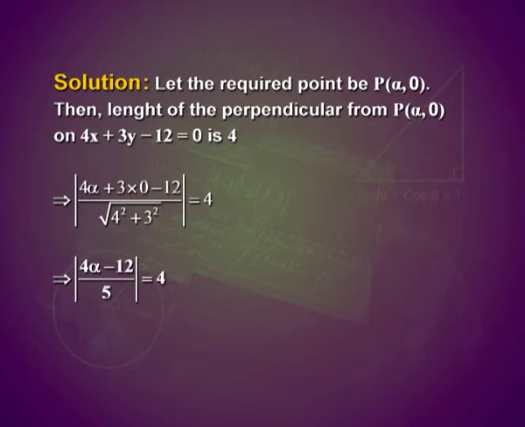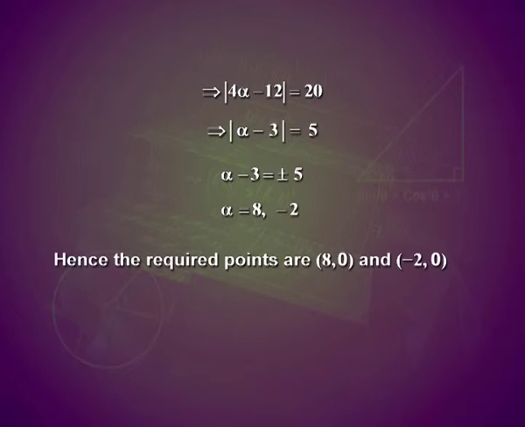That gives absolute value of (4 alpha − 12) upon 5 is equal to 4. On solving, we have 4 alpha − 12 is equal to ±20. That gives alpha − 3 is equal to plus or minus 5. So, alpha is either 8 or −2. Hence, the required points are (8, 0) and (−2, 0).